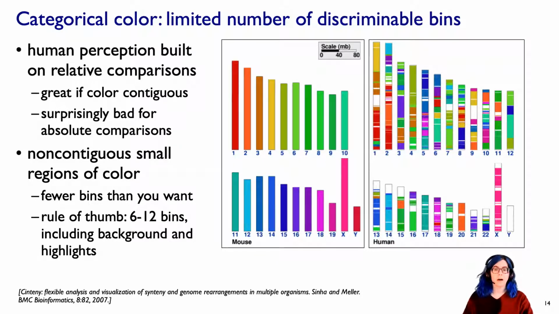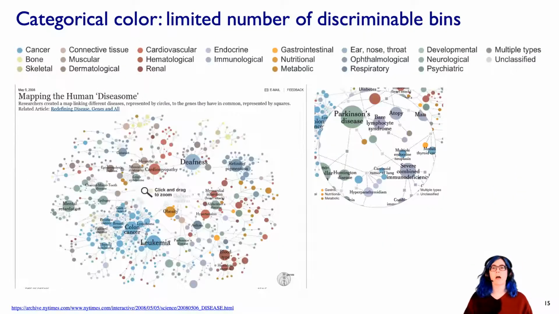the difference. Just so I don't only pick on the genomics folks, here's another example of people using more discriminable bins than we can really see. Notice how that light blue for cancer is pretty hard to tell apart from the light blue for ear, nose, and throat. So we really do have a limit as to the number of categories. Think carefully yourself about transforming your data, deriving a new categorical attribute with fewer bins if you insist on using categorical color.